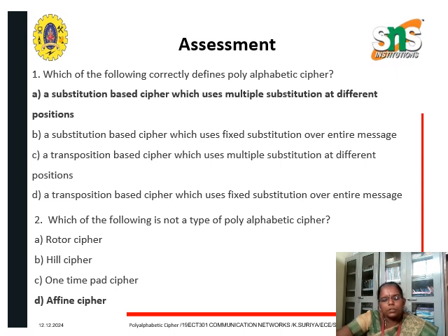Hope you understood what is polyalphabetic cipher. Let us take some assessment questions. Which of the following correctly defines the polyalphabetic cipher? The answer is a substitution based cipher which uses multiple substitutions at different positions. Which of the following is not a type of polyalphabetic cipher? The answer is affine cipher, because affine cipher is a monoalphabetic cipher.